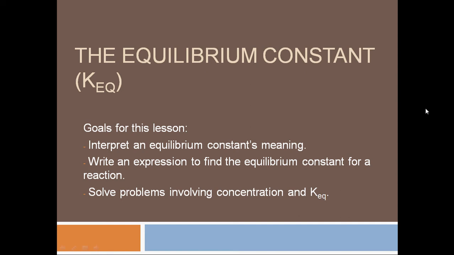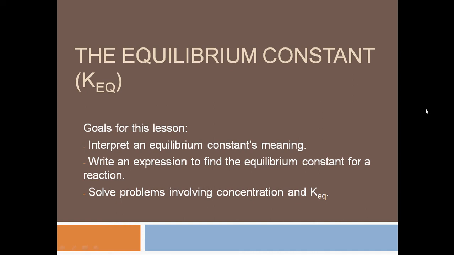Hey folks, this is our final lesson in our reaction rates and equilibrium unit. What we're going to be talking about is something called the equilibrium constant, which is represented by a K, as so many constants are, with a little subscript EQ afterwards to indicate equilibrium. So this is where we're finally going to do a little bit more numerical stuff to put numbers to the concepts that we've been talking about throughout this unit.